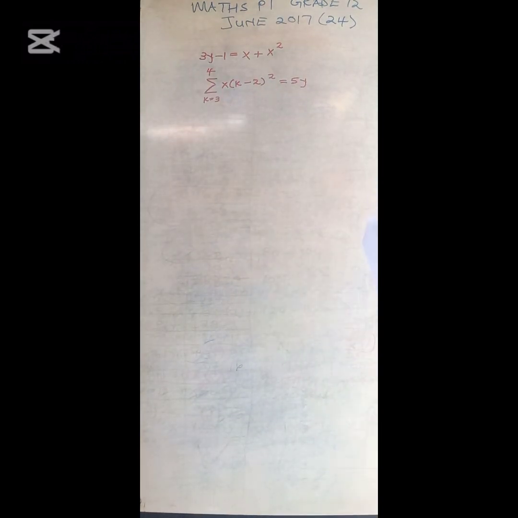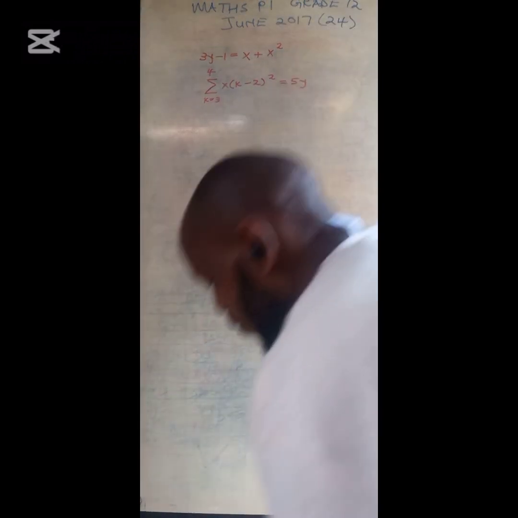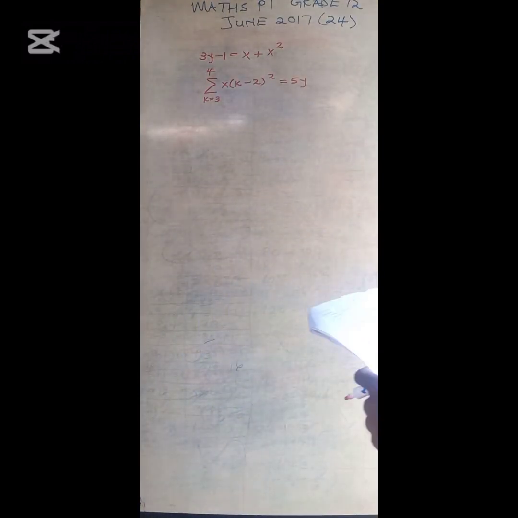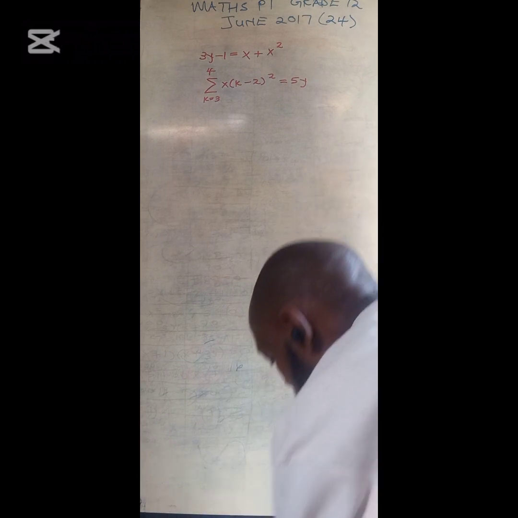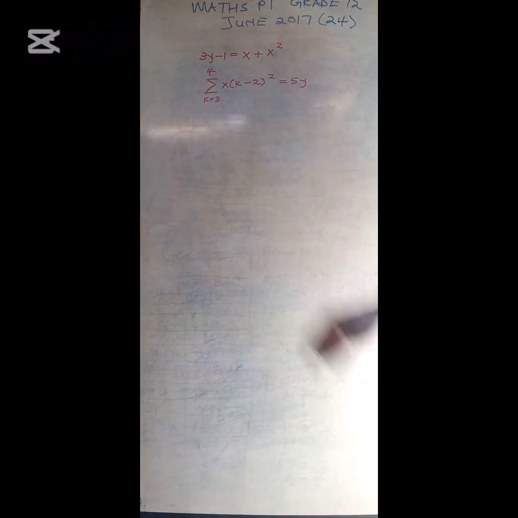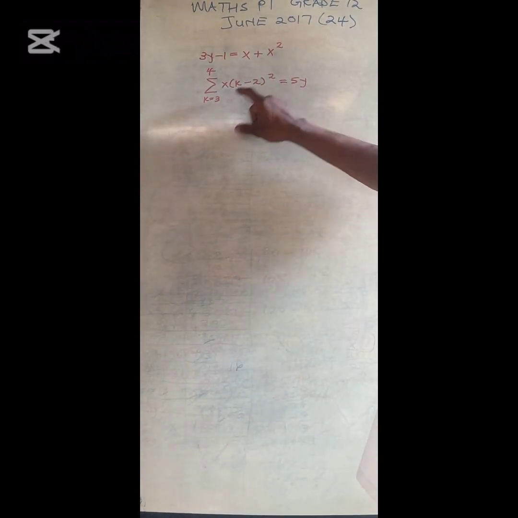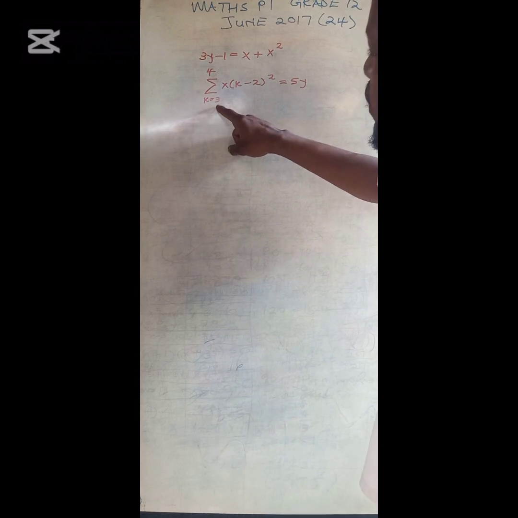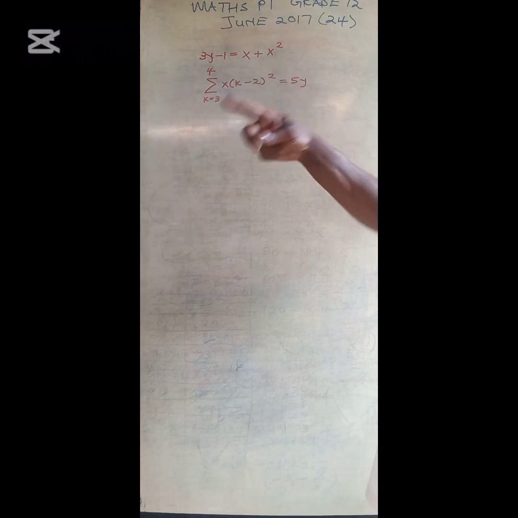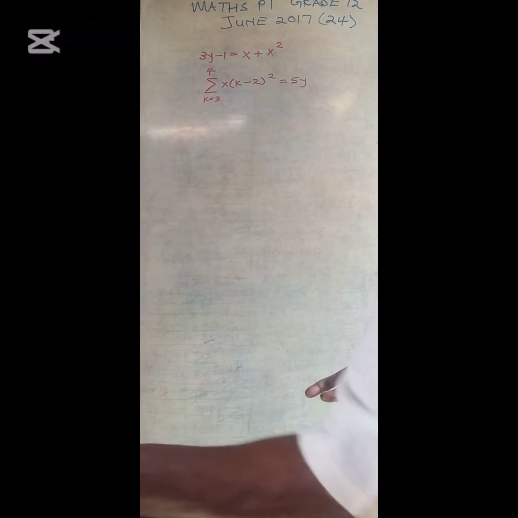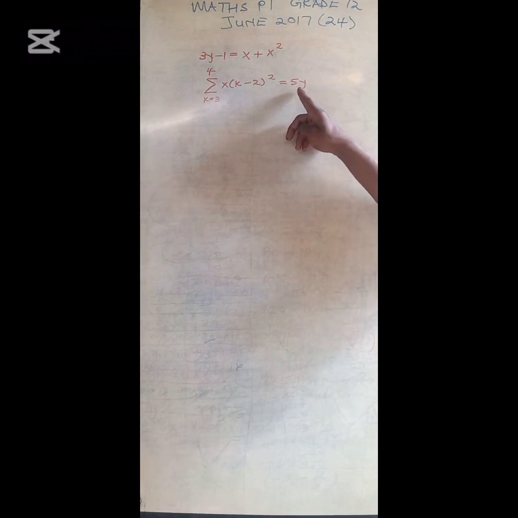So this side means the sum. This just means the sum, right? We will do sequences and series. So let us deal with equation 2. It says the sum of this from k equals 3 to k equals 4. The sum of two terms, term 3 and term 4, is equal to 5y, right?